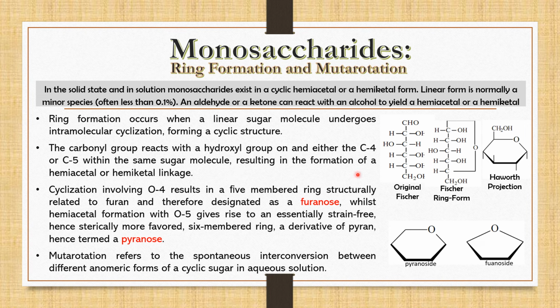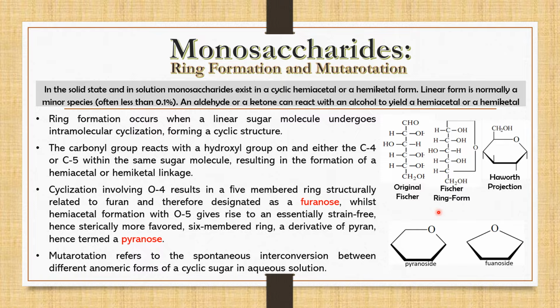Up to this point, we have been representing monosaccharides in the straight form, the linear form, called the Fischer projection formula. However, in reality, the linear form is normally a minor species, less than 0.1%. In the solid state and in solution, monosaccharides exist in cyclic hemiacetal form. Ring closure corresponds to a reaction between the aldehyde group and either the carbon 4 or carbon 5 hydroxyl.